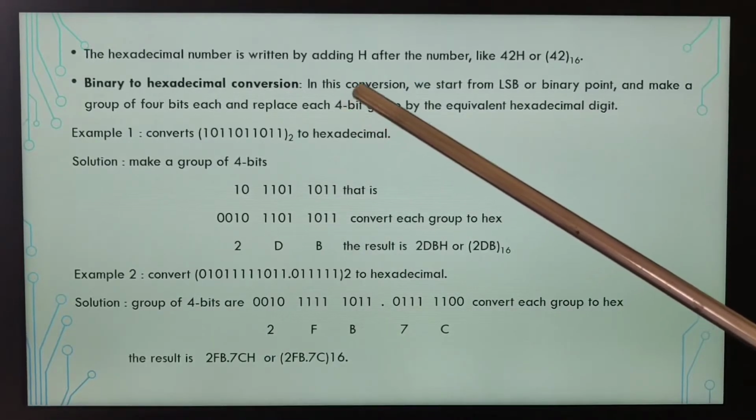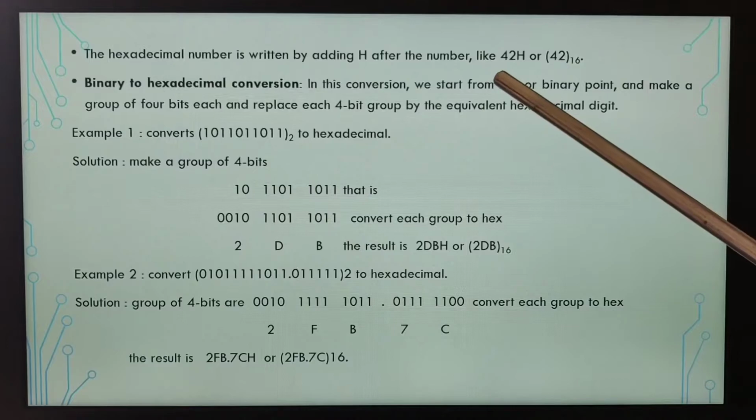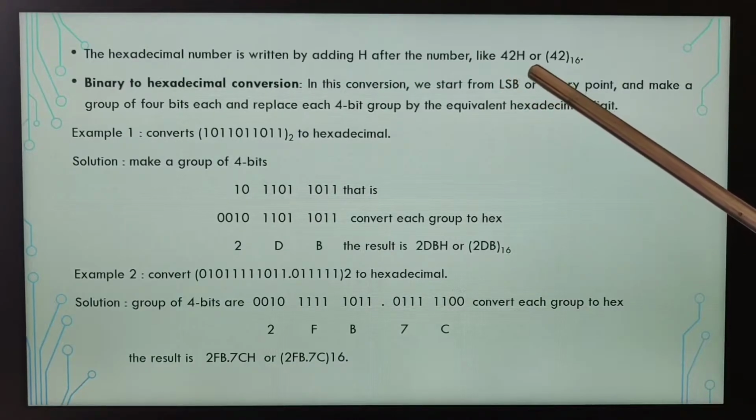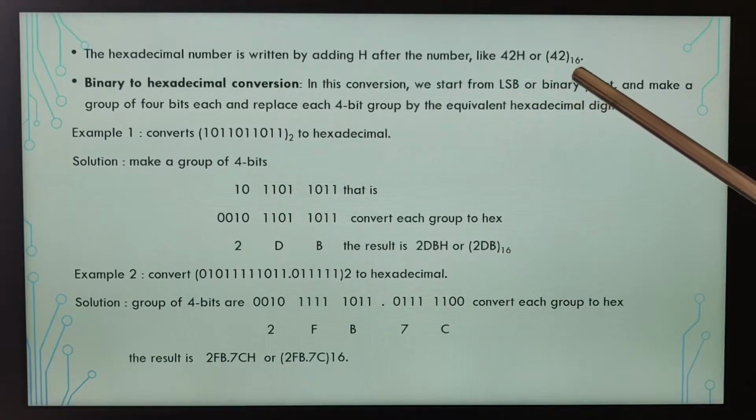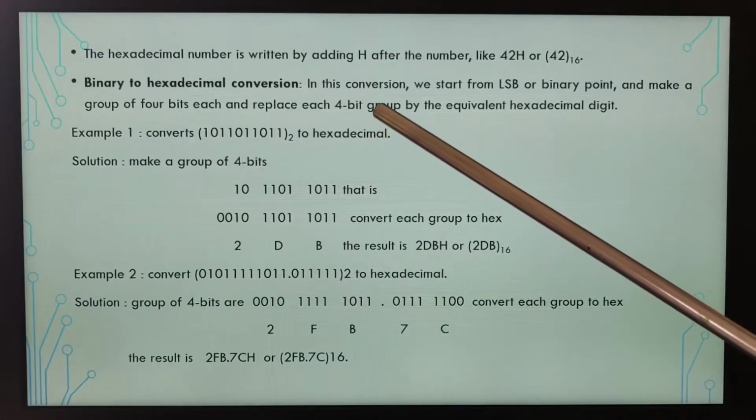Now the hexadecimal number system is written by adding H after the number, like 42H or 42 base 16. Then we consider binary to hexadecimal conversion.